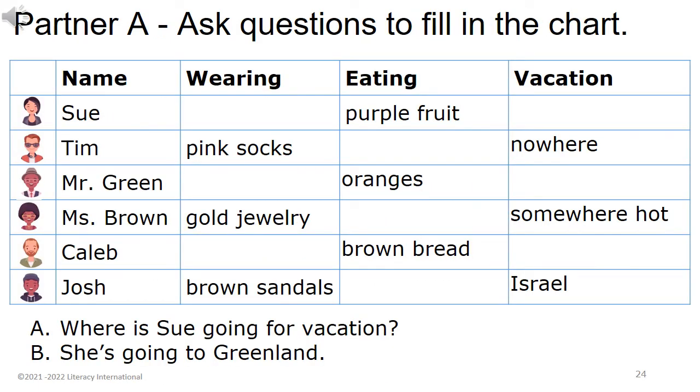Partner A, ask questions to fill in the chart. Name, wearing, eating, vacation. Sue, purple, fruit. Tim, pink socks, nowhere. Mr. Green, oranges. Ms. Brown, gold jewelry, somewhere hot. Caleb, brown bread. Josh, brown sandals, Israel. A. Where is Sue going for vacation? B. She's going to Greenland.